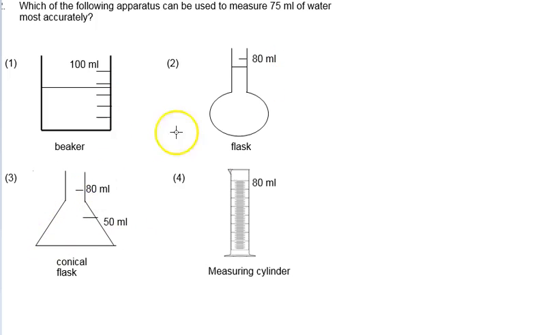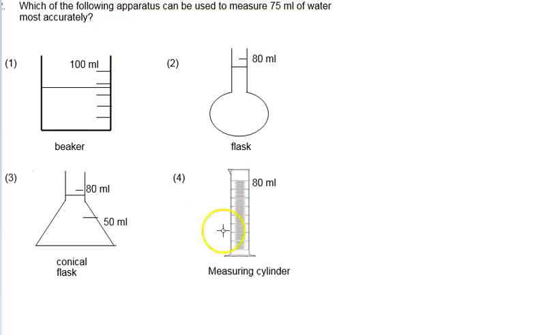If you look at option 3, it's the same as the flask. This time there are two lines, 50 and 80. Now if you look at 50, it's over here, and if you look at 80, it's over here. Now 75 would be between 50 and 80, but where exactly, again, we wouldn't know. And we really can't guess because of the irregular shape of the conical flask. All right, that leaves us with option 4.